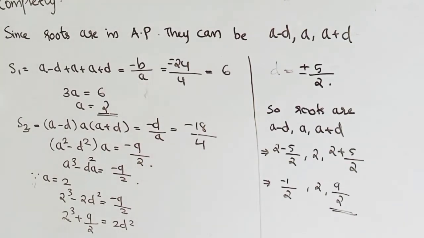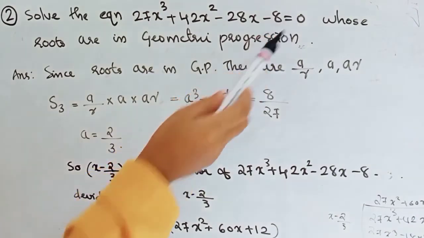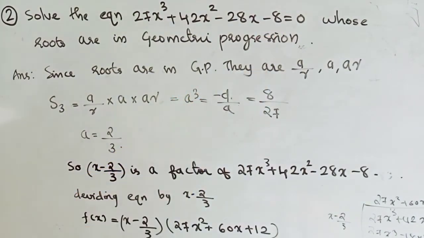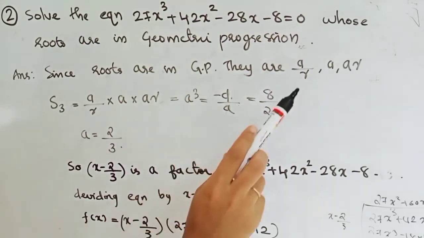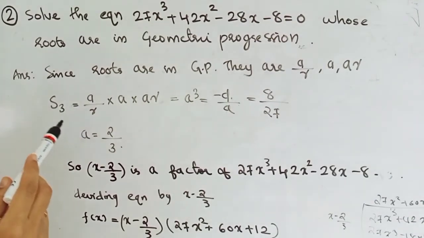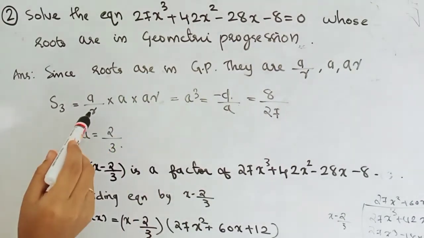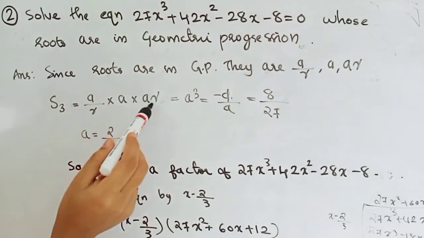Now we can go to the next question. Second question: solve the equation 27x cube plus 42x square minus 28x minus 8 is equal to 0, whose roots are in geometric progression. This is the question. Since the roots are in GP, they can be a by r, a, a r. So we can easily get a by finding S3, that is a by r into a into a r, that is a cube. r and r are cancelled, a into a into a is a cube.